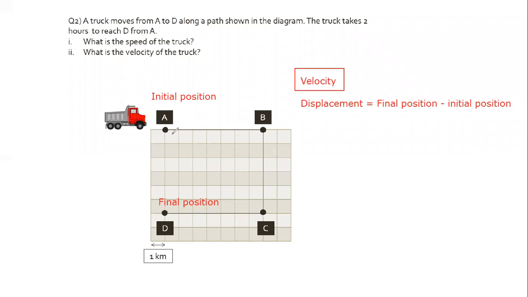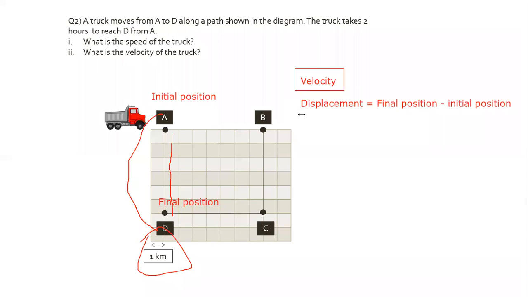How much distance is there between initial position and final position? Let's count the boxes. Okay, so 1, 2, 3, 4, 5, 6. 6 boxes. So between initial position and final position, initial position मतलब क्या? जहाँ से ट्रक ने स्टार्ट किया. और फाइनल पोजीशन मतलब क्या? जहाँ पे ट्रक आके रुका फाइनली. ठीक है. तो इनिशियल पोजीशन एंड फाइनल पोजीशन के बीच में कितना डिस्टेंस है? 6 किलोमीटर्स का डिस्टेंस है. किलोमीटर कहाँ से मिला हमको? यहाँ से मिला किलोमीटर. तो कितना है डिस्प्लेसमेंट? डिस्प्लेसमेंट इज 6 किलोमीटर्स.